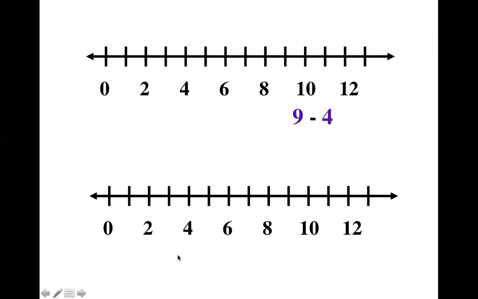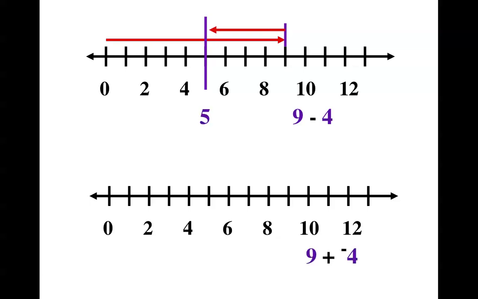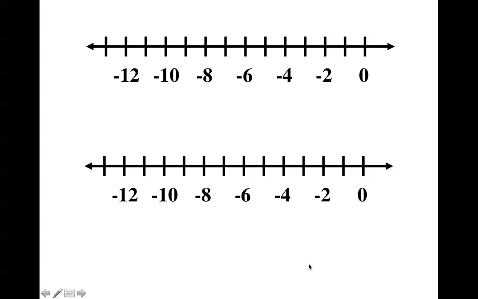Let me show you again. If I have 9 minus 4, once again, we go 9 this way, we go back 4, and we end up right there at number 5. Once again, if I go 9 plus negative 4, I'm going to be doing the exact same steps. So what I hope people are recognizing is that 9 minus 4 is the exact same thing as 9 plus negative 4.